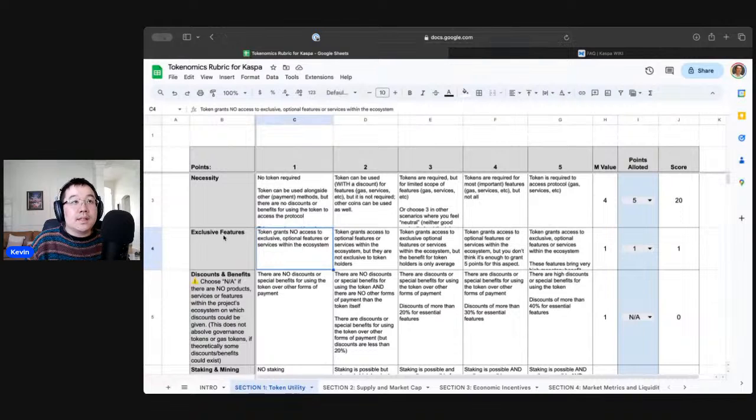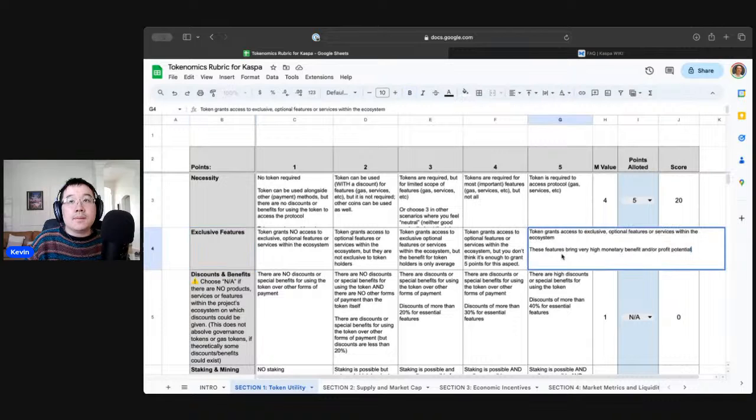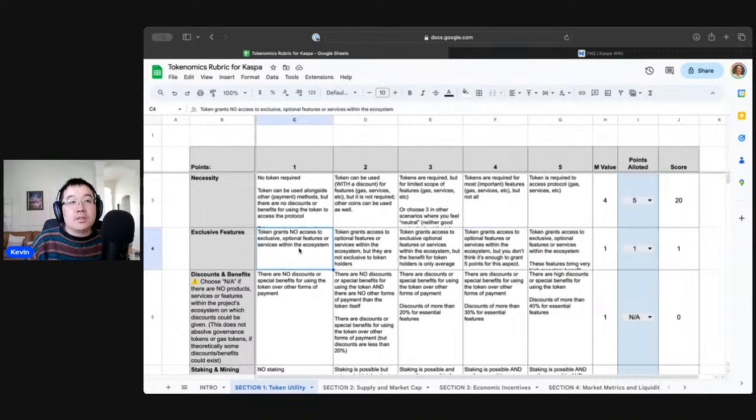Now, does Kaspa give any exclusive features, like exclusive access to optional features or services within the ecosystem? These features may bring high monetary benefit and or profit potential. So Kaspa doesn't have this, so we're giving this a 1. But also, it's not as important as necessity. That's why you see this weight score as a 1.